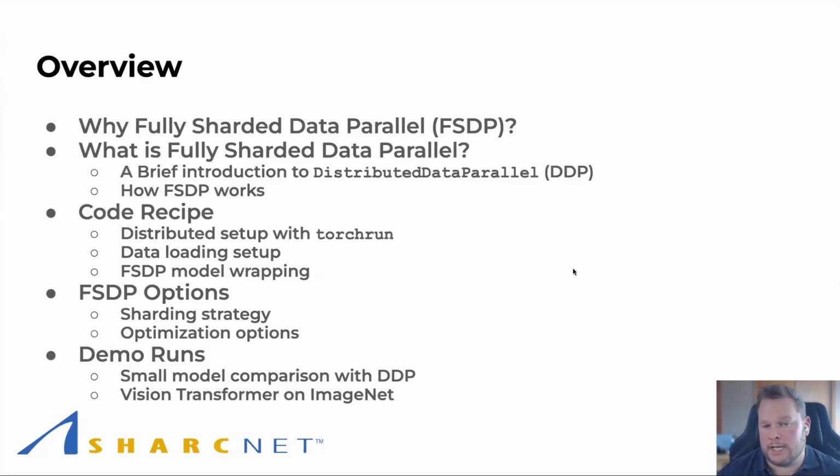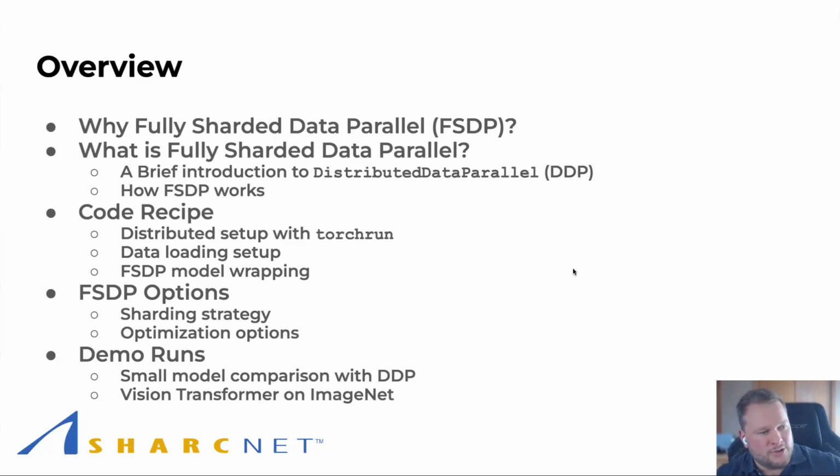And then we'll talk about what it is, which requires a brief introduction to the standard data parallelism library in PyTorch, distributed data parallel. And that will allow us to contextualize fully sharded data parallel and understand how it works under the hood better. And then we'll look at a code recipe, which is really more of an ingredient list for what you need to implement FSDP in your model training.